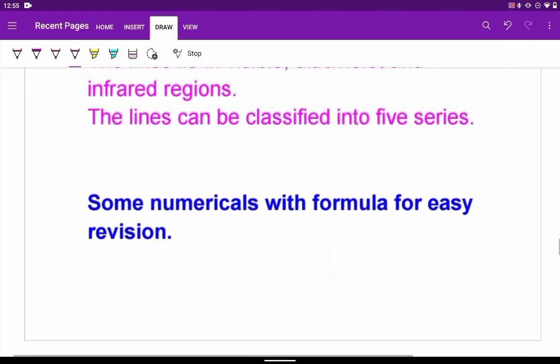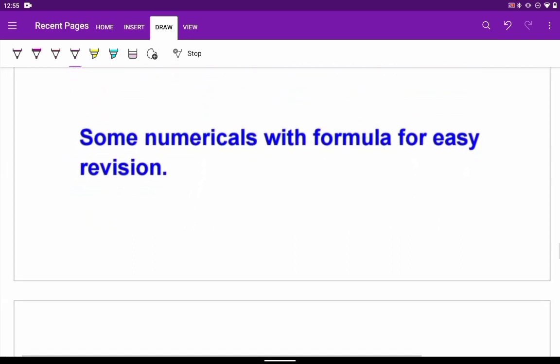So some numericals of this chapter. When I discuss the numericals, since we are revising, I will also give you the formula so that you can easily revise.